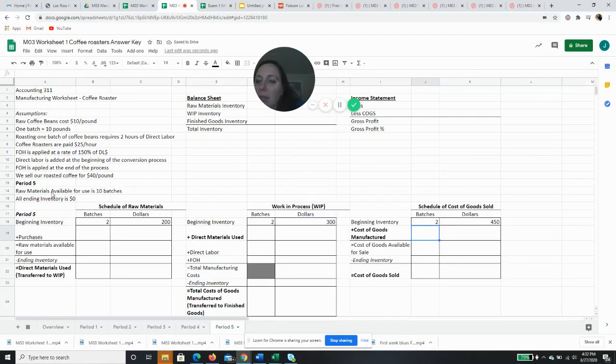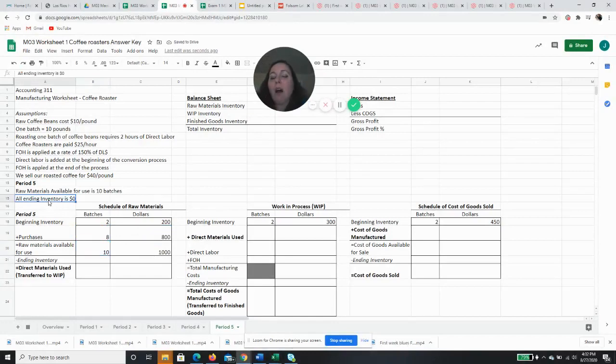Period 5, oh my God, they've seriously only given us 2 clues. Like, that seems super messed up, doesn't it? But you know what? All right, the raw materials available for use was 10 batches. So 10 batches, we know each batch is $100. So we had 2 batches in beginning inventory, and we ended up with 10 batches. We must have bought 8. Plus 8 times 100. And 200 plus 800 is 1,000, so I feel like we're good.